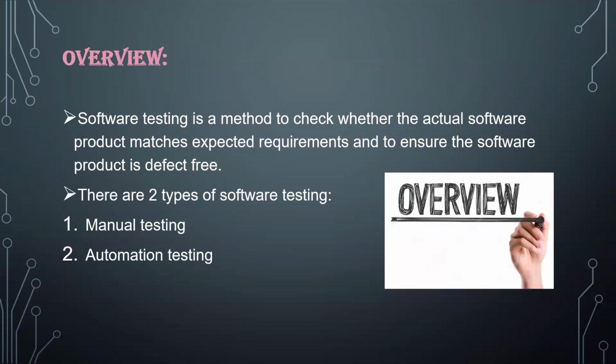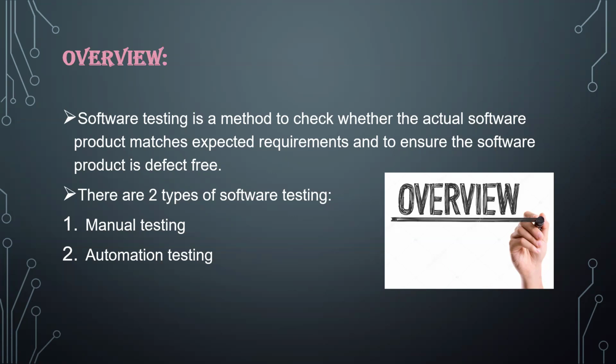So without any delay, I'm going to start once again. Software testing is a method to check whether the actual software product matches expected requirements. What does this mean? Our ultimate goal is to check whether the software is defect free. First, we want to check whether the software is defect free, and the second thing to remember is that the expected requirements meet the actual requirements.